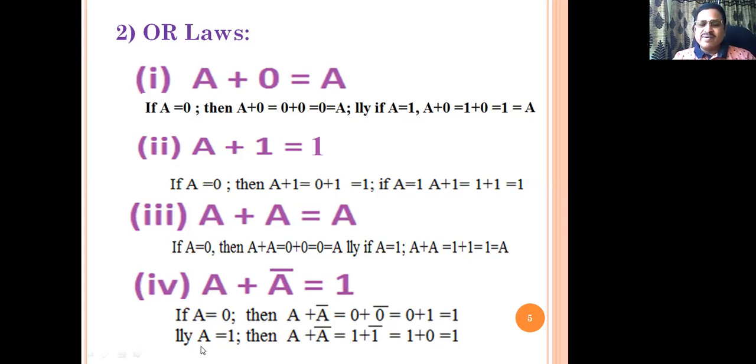Similarly, if you put the value of A as 1, then by LHS, A or A bar, replace A by 1, 1 or 1 bar is 1 or 0. For an OR gate, 1 or 0 equals 1. Thus, ORing a number with its complement always equals 1.